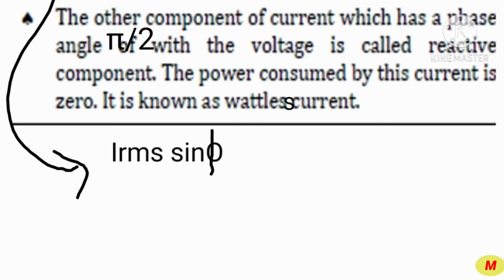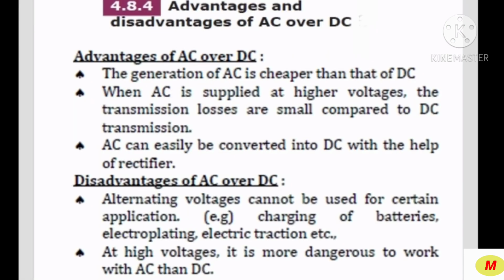The other component of current, Irms sin phi, which has a phase angle of pi by 2 with the voltage, is called the reactive component. The power consumed by this current is said to be zero. It is known as wattless current. Once again, when the power consumed by the current is zero, it is known as wattless current.